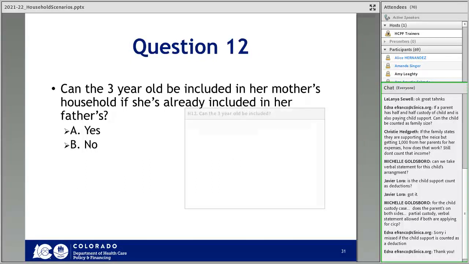So we did kind of go over this on the last one. Can the 3-year-old be included in the mother's household if she's already included in the father's household?